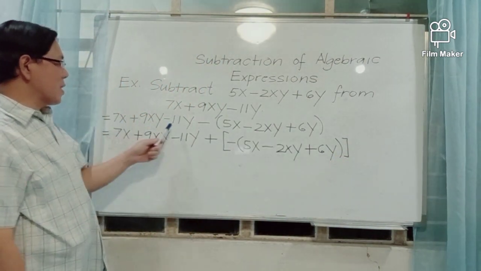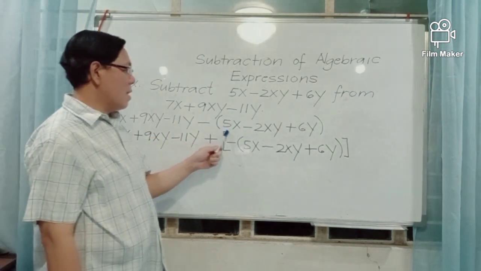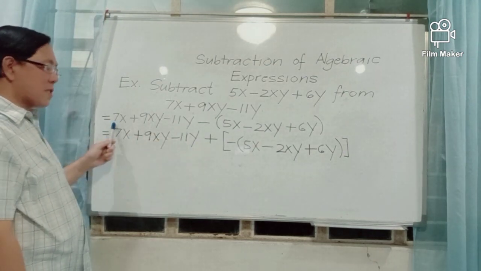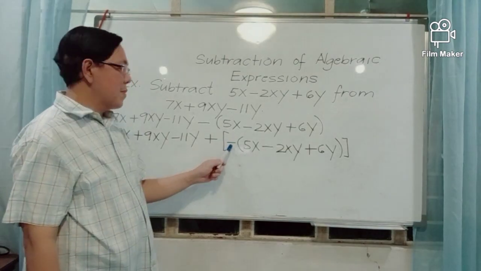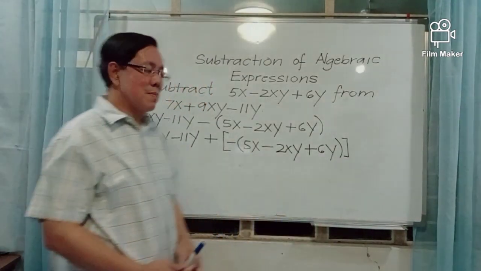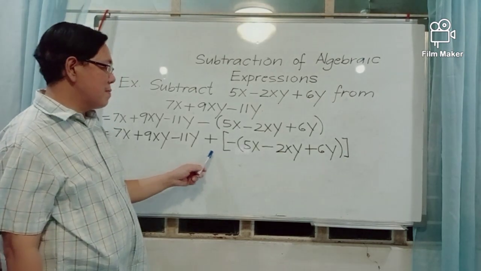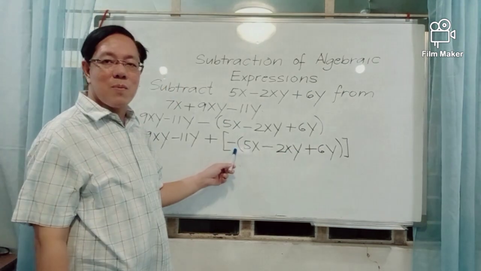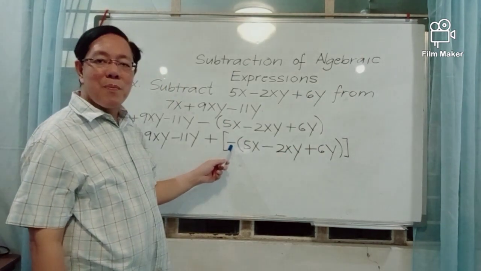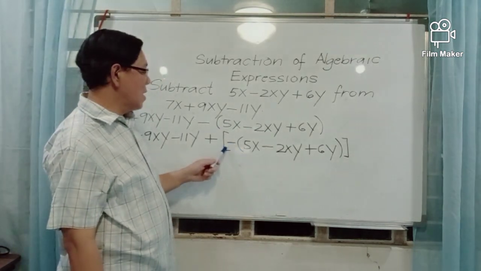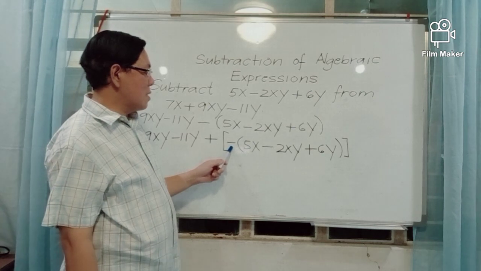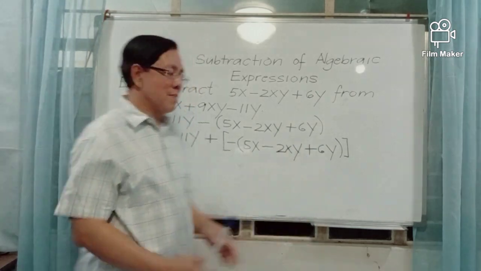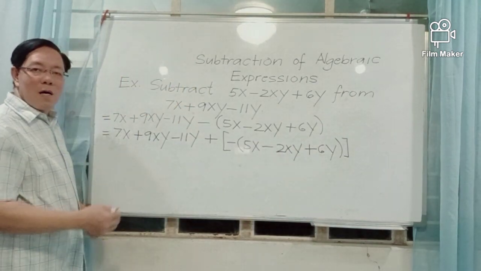Again, the difference between this trinomial and this trinomial is equal to the sum of the first trinomial and the negative of the second trinomial. We simplify the second term by multiplying each term of this trinomial by -1 from outside, or you apply the distributive property: multiply -1 by 5x, by -2xy, and positive 6y. The first three terms are as is.